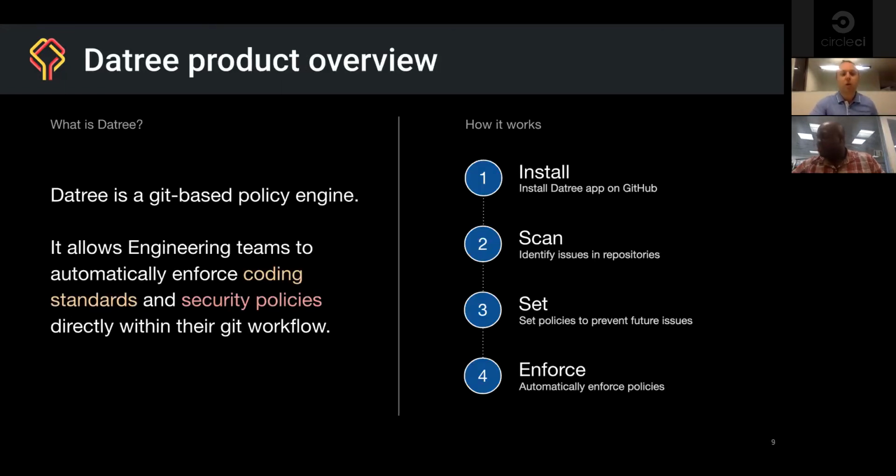So what is Datree? Datree is a Git-based policy engine. We allow engineering teams to automatically enforce coding standards and security policies directly on their Git workflow. It's very easy. All you have to do is install a GitHub application, which is like installing an app on your phone. We then scan all of your source code and build a visibility layer on top of which you can set policies, and they can be automatically enforced for every commit and change being made on top of your Git environment. So let's say someone is committing secret keys, for example, he will be blocked because you should not commit secret keys into your source code.